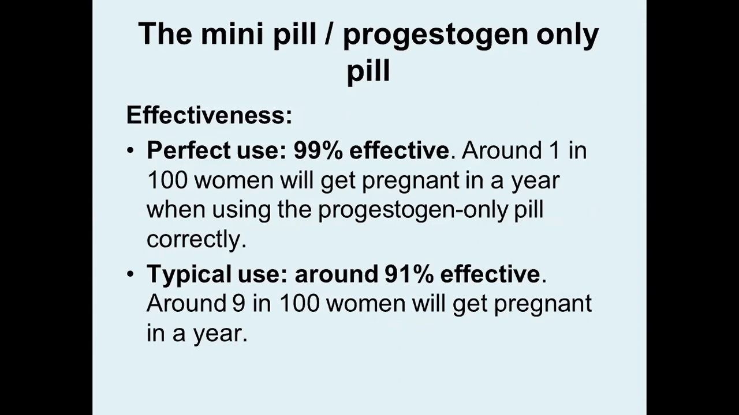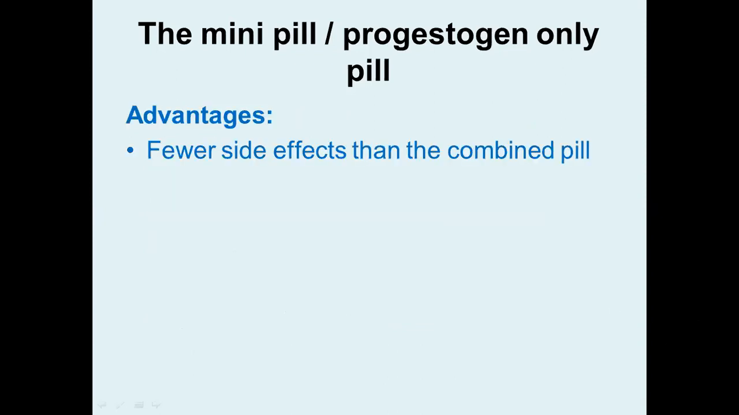Perfect use, 99%, about 1 in 100 women get pregnant. Typical use, also about 91%. About 9 in 100 women get pregnant in a year. This used to be higher. They seem to have worked it out, and it seems to be better now.